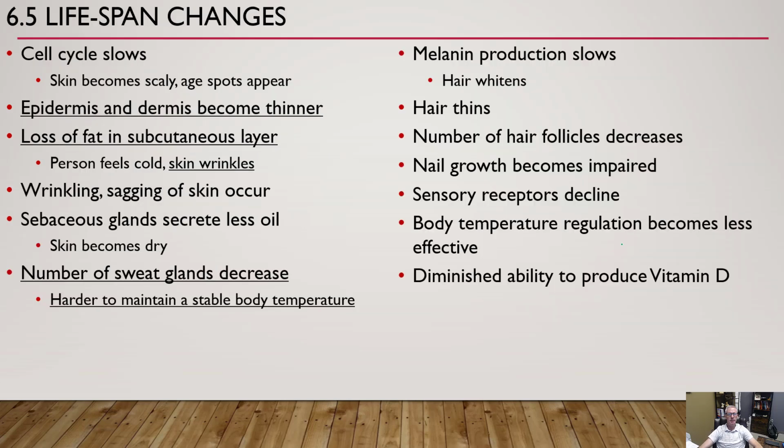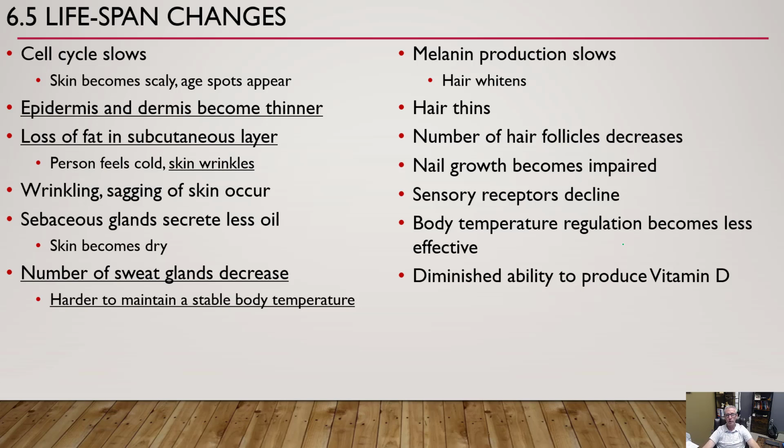So lifespan changes. As we get older, mitosis slows down. That cell cycle slows down. We're going to see some age spots. Your skin, both your epidermis and your dermis, becomes thinner, which is why older people feel cold. Loss of fat in our subcutaneous layer. Again, older people feel cold. Skin wrinkles a little bit. Our skin becomes drier because our sebaceous glands secrete less oil. Sweat glands decrease. Again, harder to maintain a stable body temperature.